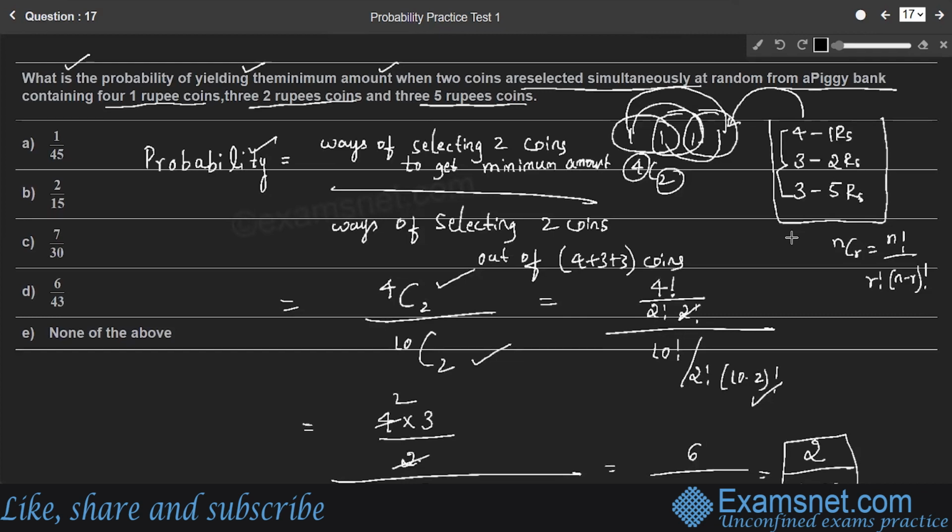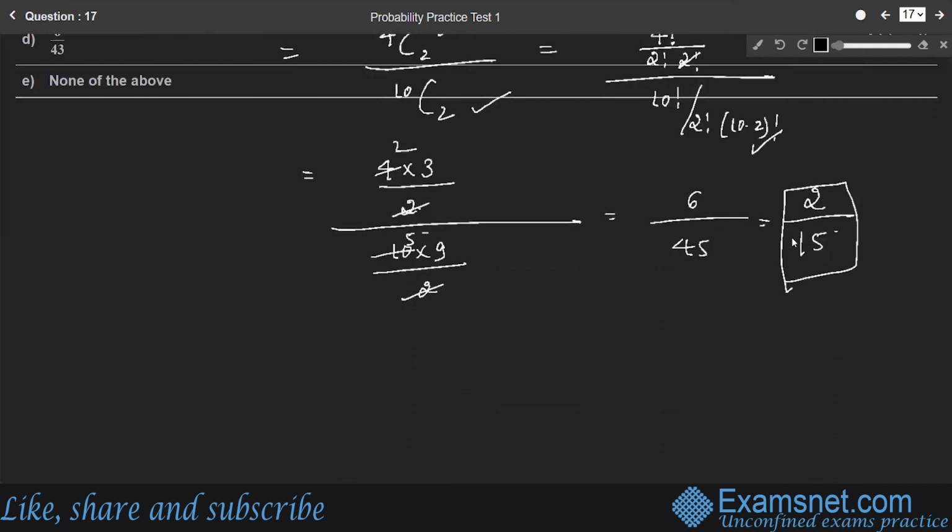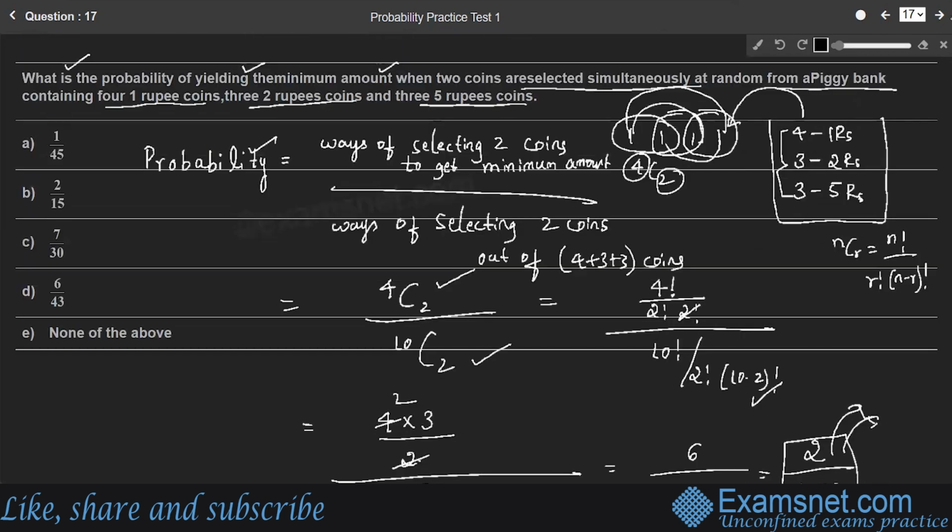Probability of yielding minimum amount. Therefore, this is nothing but if you pick 2 coins in 15 ways, in 2 ways you will get the minimum amount. That means in 2 ways you will get minimum amount. In the remaining 13 ways, you will get more than 2 rupees, right? Therefore, 2 by 15, option B is the right answer.